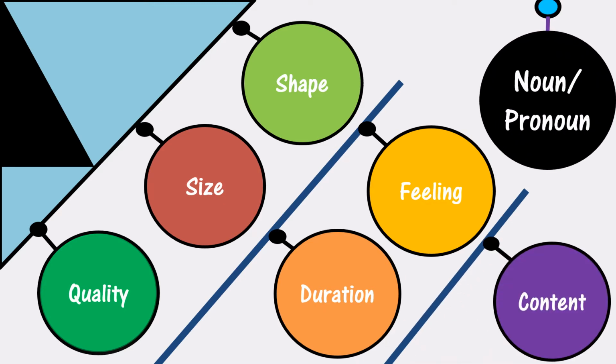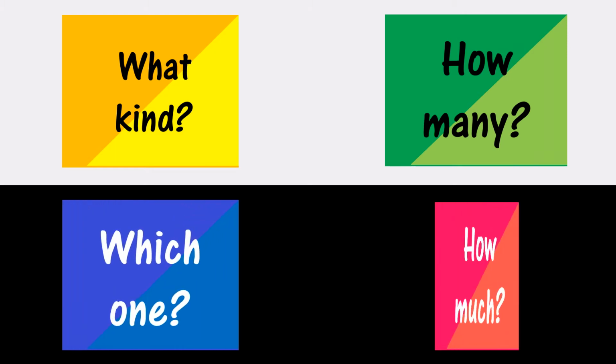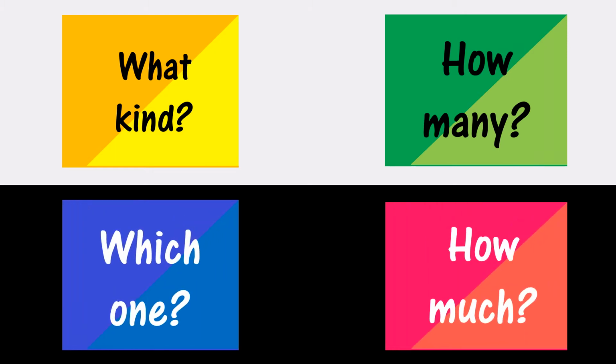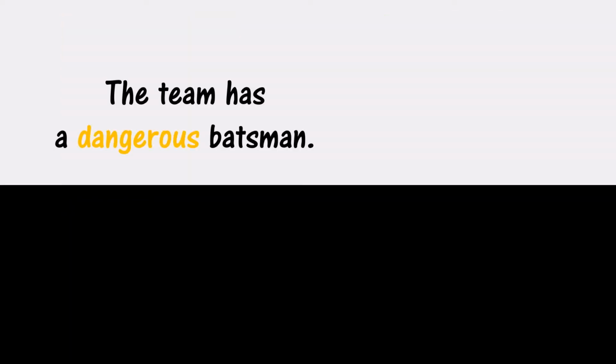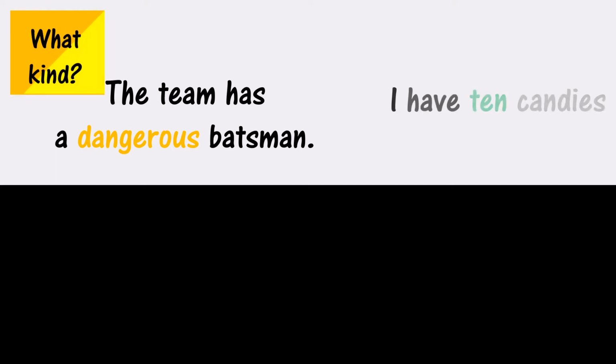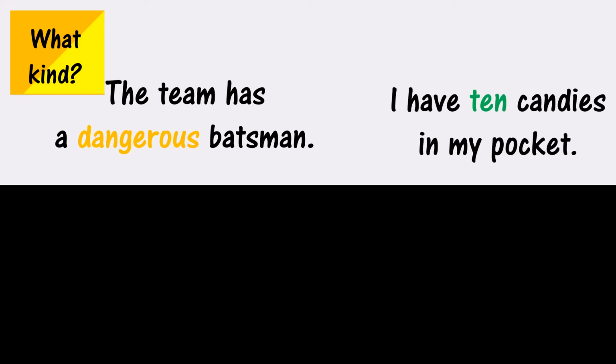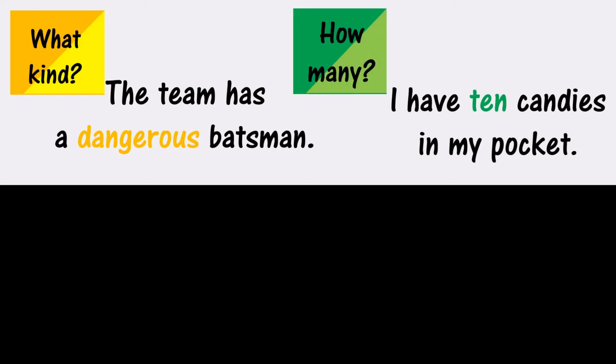It usually gives information about the nouns or pronouns by answering the questions what kind, how many, which one, how much. Now, for better understanding, let's take few examples. The team has a dangerous batsman. So here the question is asking what kind of a batsman? Dangerous. I have 10 candies in my pocket. How many candies do you have?